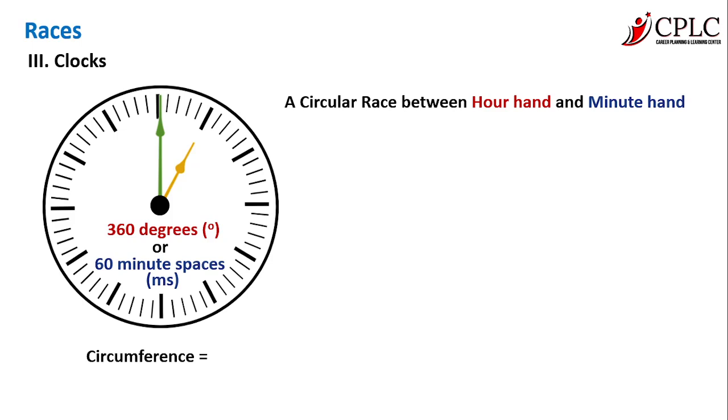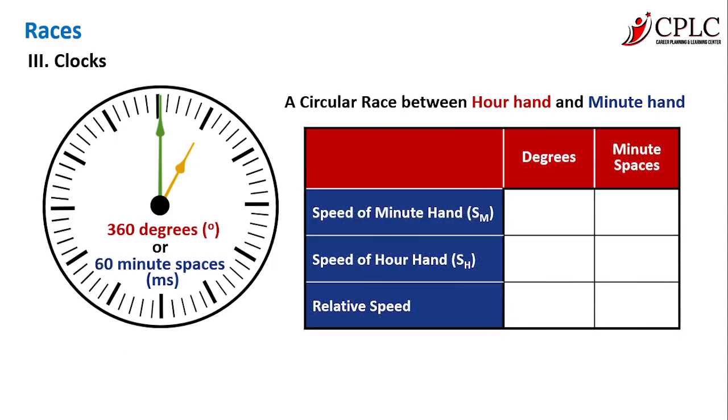Similarly, we now have to find out the relative speed, but for that we need the individual speeds. So let's calculate the speed of the minute hand in degrees per hour. In 1 hour, the minute hand covers how many degrees? Obviously 360 degrees per hour, and in minute spaces it is 60 minute spaces per hour. Very commonsensical. The other one is the speed of the hour hand in degrees per hour. The hour hand covers only 30 degrees per hour, and only 5 minute spaces per hour.